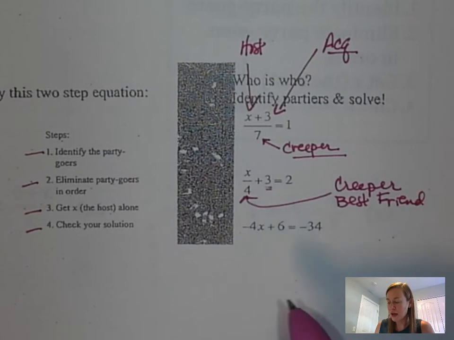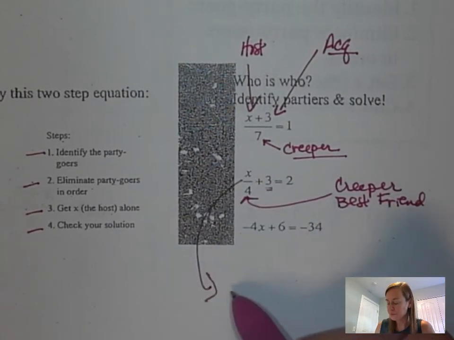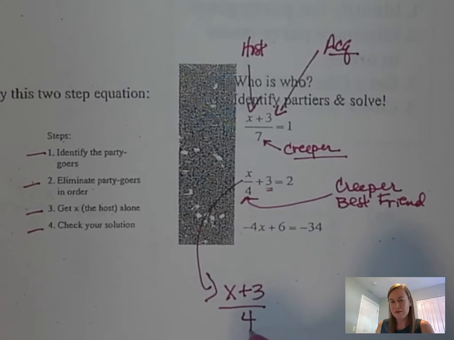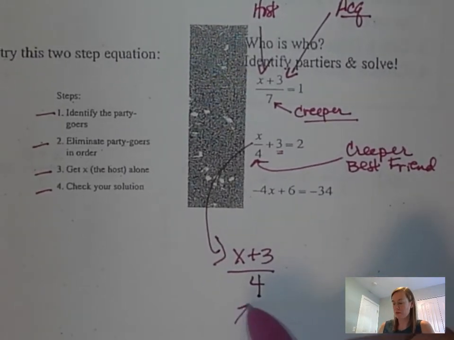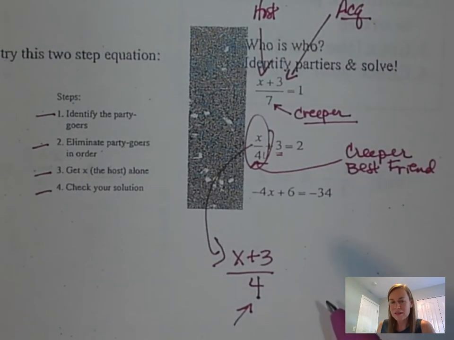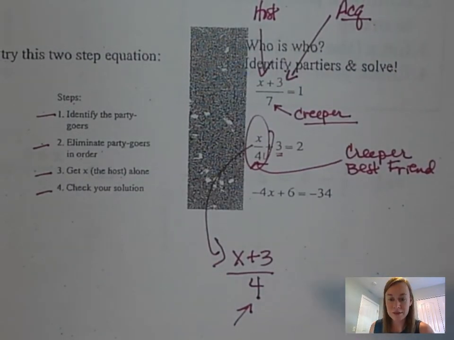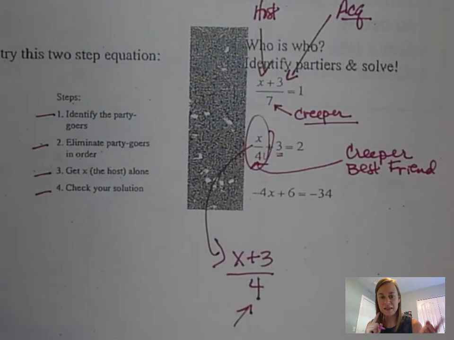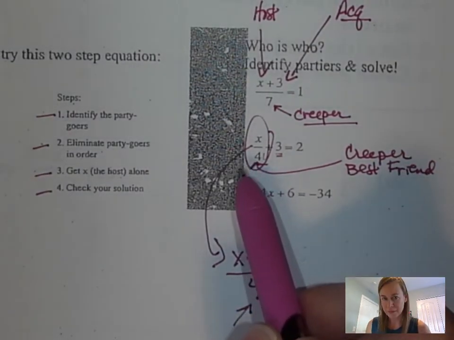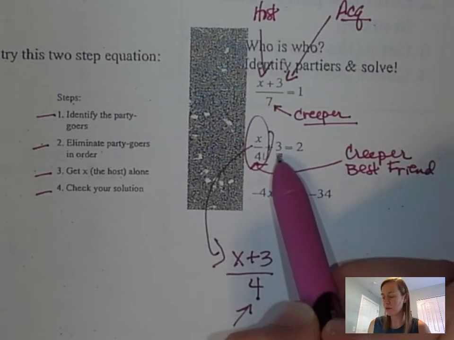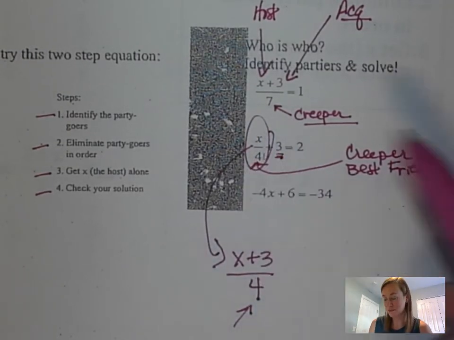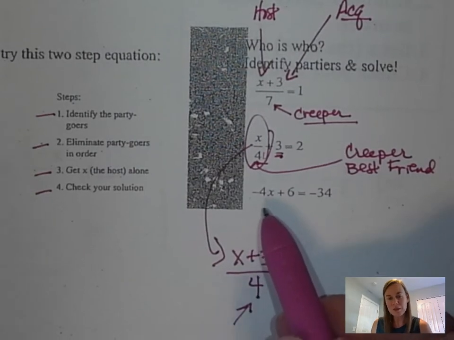So let me show you how this would be different. So look down here. If it was like this, that's just a regular creeper there. But because up here he's only under the X, that makes him the creeper best friend. Okay, so I want to make sure you see that difference. Regular creeper here, creeper best friend there. So again, in this problem, you would get rid of acquaintance first, and then you would get rid of the creeper best friend.